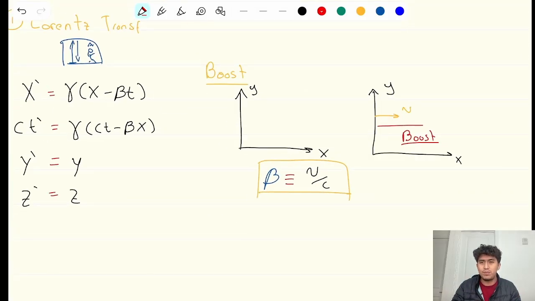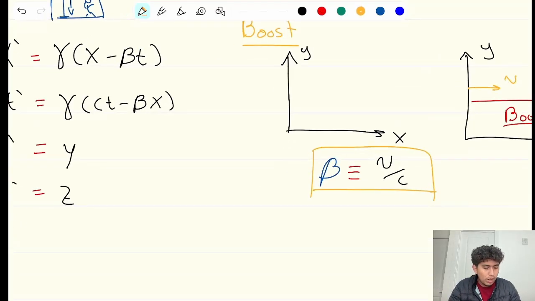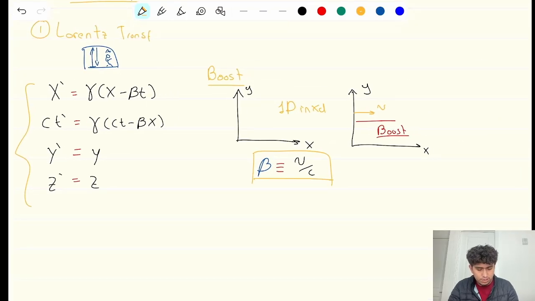And you can boost between frames. If you want to go from your frame to another frame of reference that is moving with respect to the first frame, then you can boost and do a transformation. And this transformation is a Lorentz transformation. Specifically, for 1D in the x direction, the Lorentz boost is like this one.